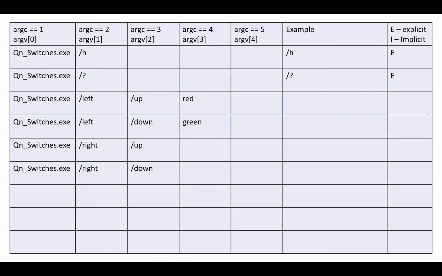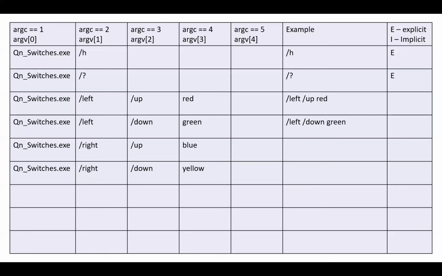We will do a green for the left bottom or left down. And then for the right up, we'll do blue. And then for the right down, we'll do yellow. The key is that you have to provide that fourth argument. And so combining all of these, what you should get for your command line arguments would be /left, /up, followed by the color that you wish to provide. For the left down, /left, /down, followed by green.